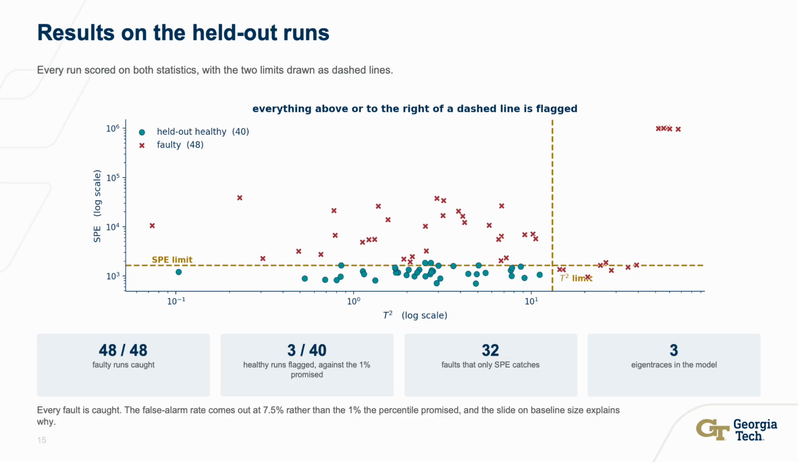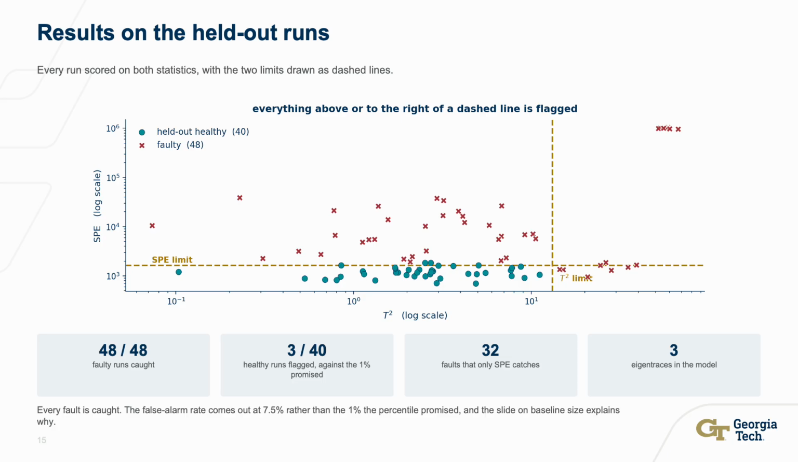I want to be careful about the perfect score. 48 of 48 is real and it is measured on this benchmark, which has one injected fault per run at the nominal severity, a well specified baseline. 3 slides from now we will start taking those conditions away. A couple of things to notice about the shape of the point cloud.